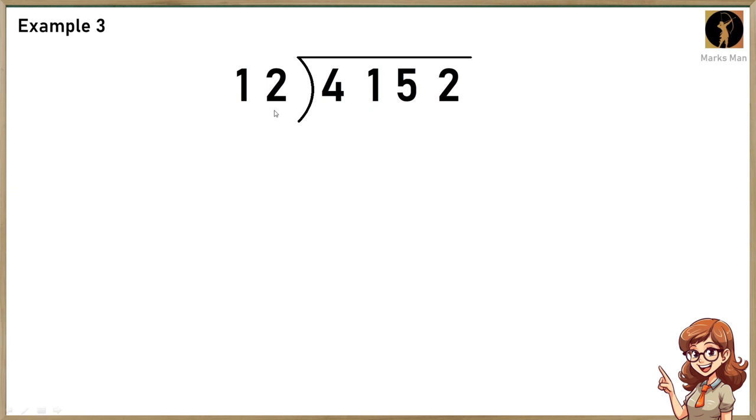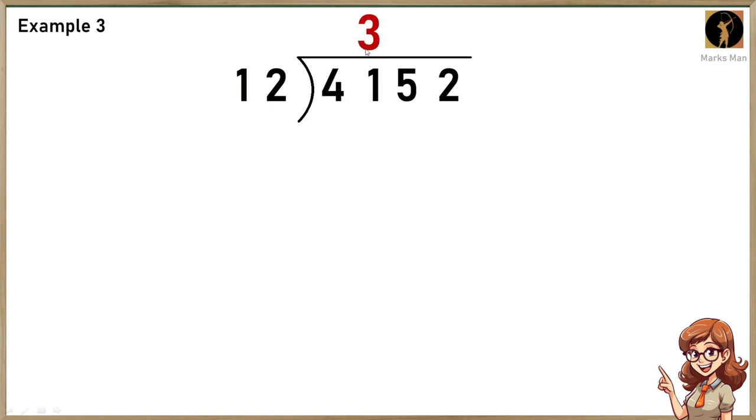Next example, what is 4,152 divided by 12? This time, we have a 4-digit dividend divided to a 2-digit divisor. So first step, you need to get a number from the dividend that is bigger than 12. Since 4 is smaller than 12, you need to use this number 41. Now 41 divided by 12, that is equal to 3.